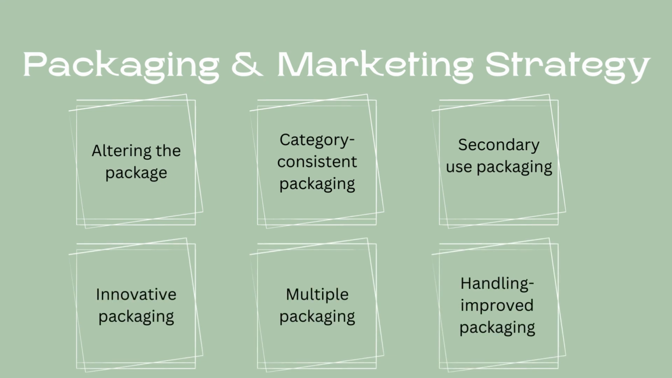Now you have your packaging and marketing strategies. First, you have altering the package. A package may be redesigned because new product features need to be highlighted or because new packaging material may have become available. Then you have category consistent packaging, which is when the product is packaged in line with the packaging practices associated with the particular product category. Then you have secondary use packaging, which is when customers view secondary use packaging as adding value to products, and which should increase the unit sales, which is important.